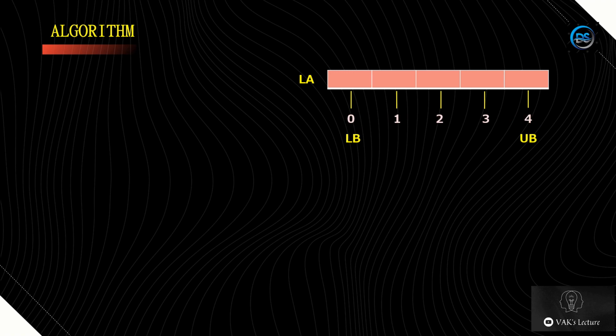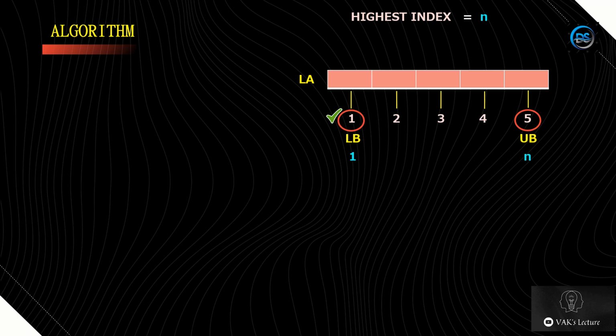If you want to start from index 0, then the lower bound will be 0 and the upper bound will be 4. You can use either of these ways. If the highest index is n, and you start from index 0, then the lower bound will be 0 and the upper bound will be n minus 1. And if you start from index 1, then the lower bound will be 1 and the upper bound will be n. So the choice is yours.